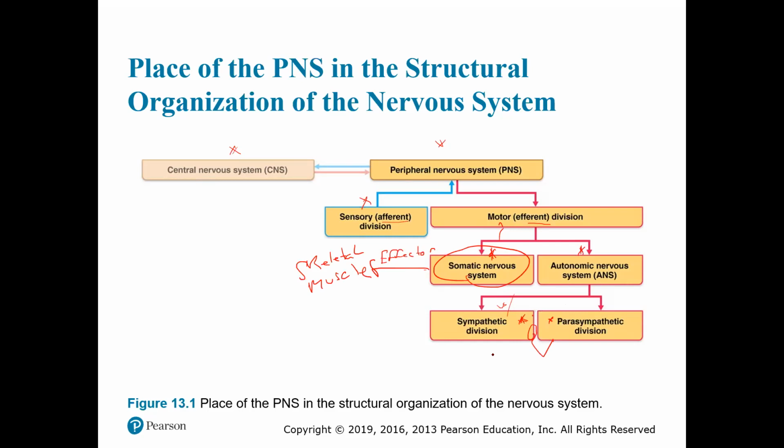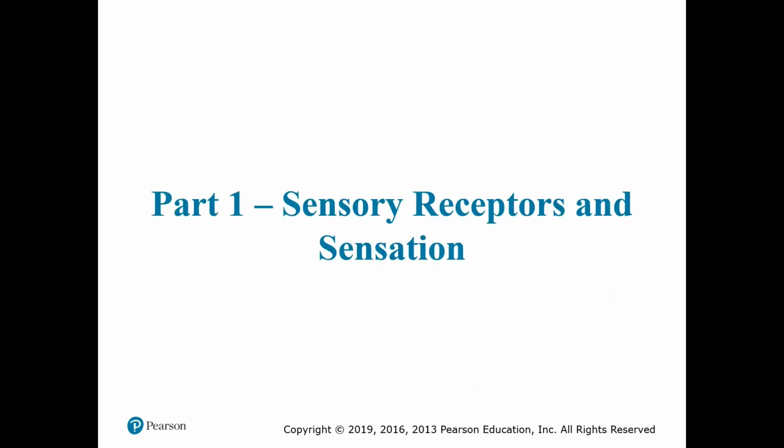The effectors here, I know I said this a lot, but it's worth repeating, are smooth muscle, also known as visceral muscle, cardiac muscle, and glands: adrenal glands, sweat glands, endocrine glands. Okay, and you'll do endocrine in A&P 2. I think that's the first thing you do.